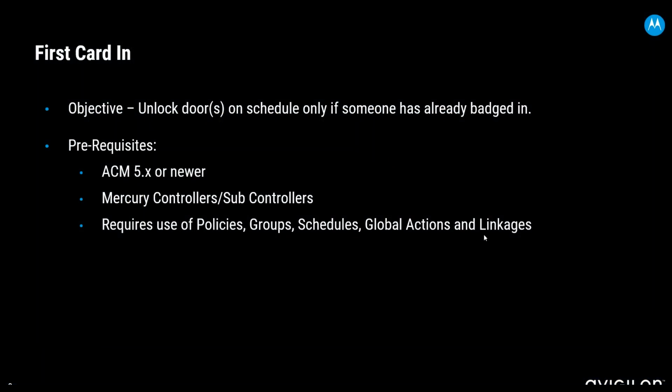And just a couple things, first card in. When we talk about a first card in scenario, we're talking about unlocking the doors on the schedule only if somebody is actually in the building. That means somebody has presented their card within a certain time frame that indicates the building is occupied. That could be anybody that has a valid card, or in the scenario I'm going to show you, you could restrict that to certain tokens or certain identities.